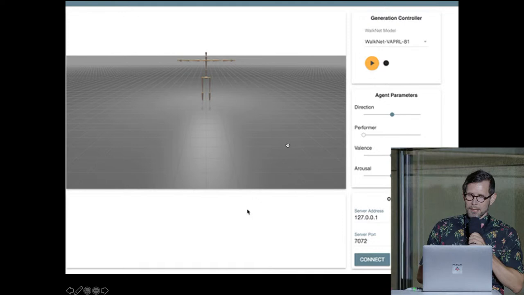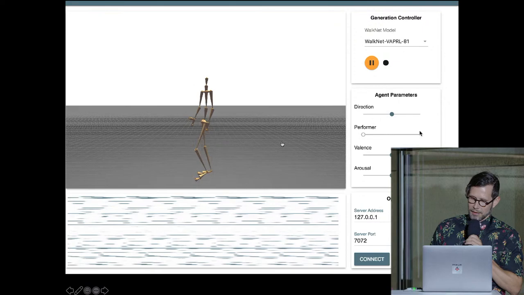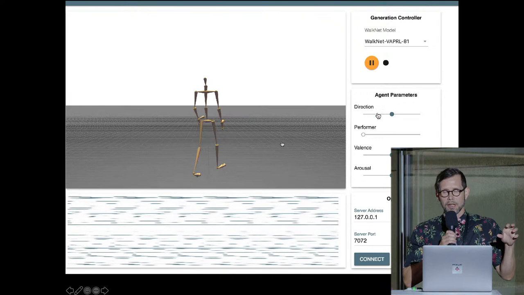So here is a neural network trained on that data, a factored conditional restricted Boltzmann machine, but that is not really important. And it generates the movement in real time. It's like a game controller. You can move this little character. But what the industry is interested in is not in having one character. It's having 1,000 characters. So we mocap several performers, and we have a latent space.